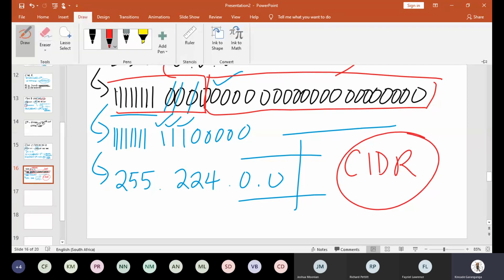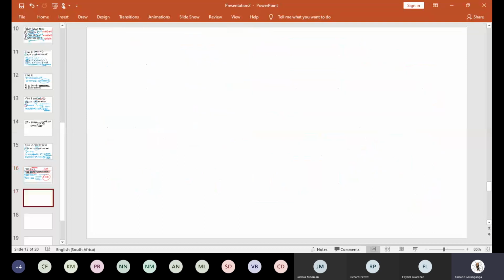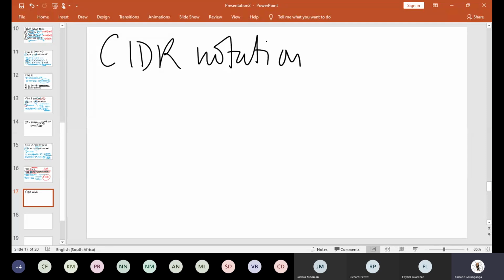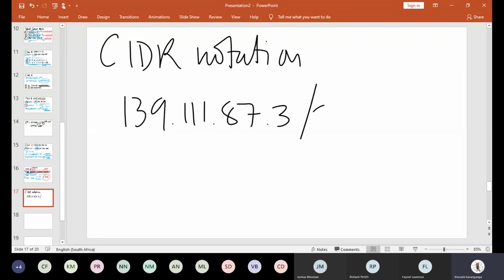And if you look at basic CIDR notation, we can have an IP address that is sitting within the class B range. So we can have maybe 139.111.87.3, and then we go /24 as an argument. So this is what CIDR notation is.